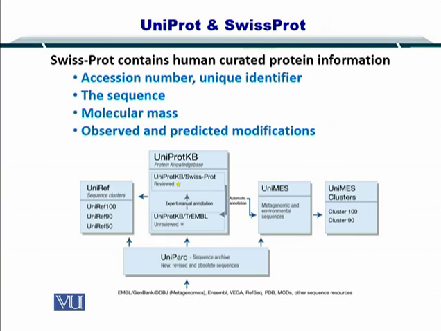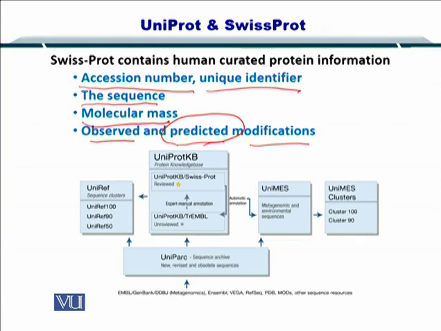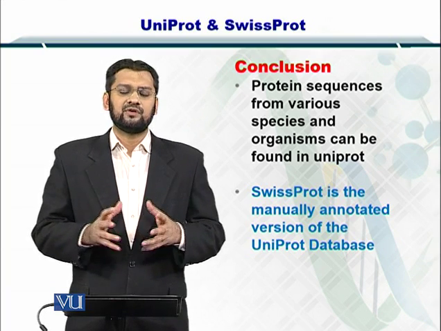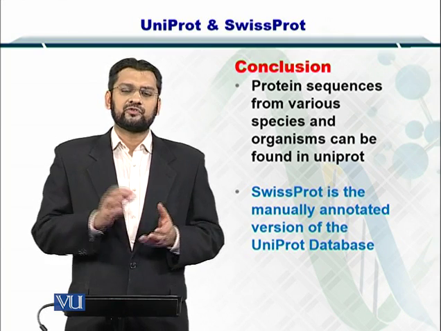To get into the specific information that is available on these portals, you may remember that UNIPROT provides the accession number of the proteins, a unique identifier to search for these proteins, and then you have the amino acid sequence that is also provided within the database, alongside the molecular mass as well as observed and predicted modifications. So these modifications are the post-translational modifications that may exist on that sequence, and the predictions of such modifications as well. So in conclusion, the protein sequences that are obtained after sequencing from several species are stored in UNIPROT.